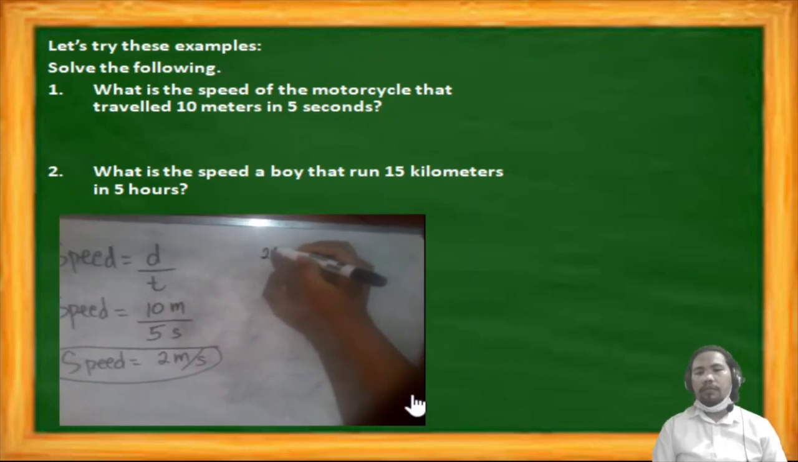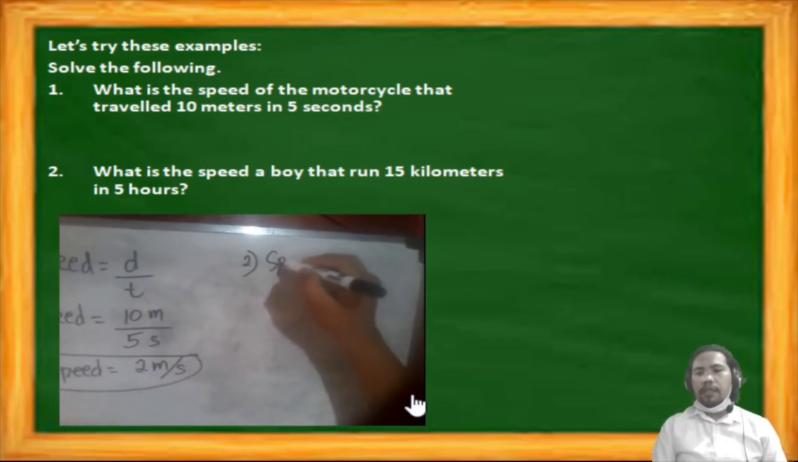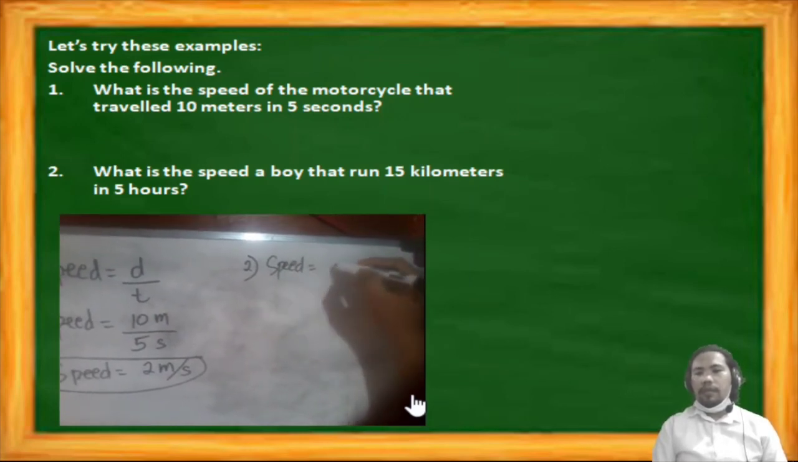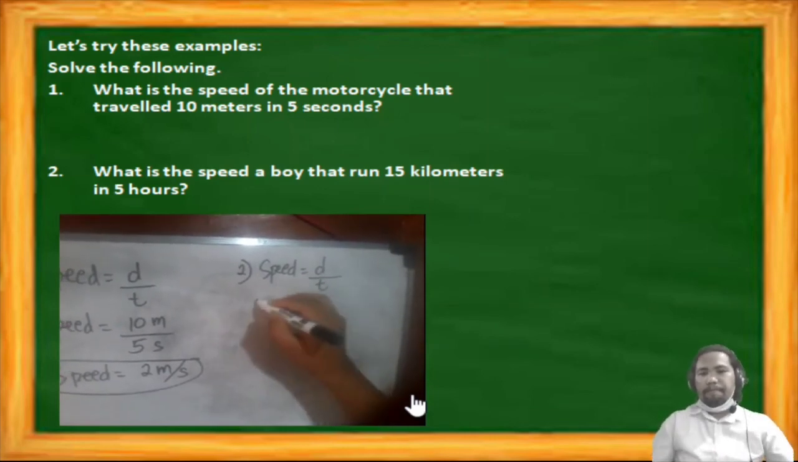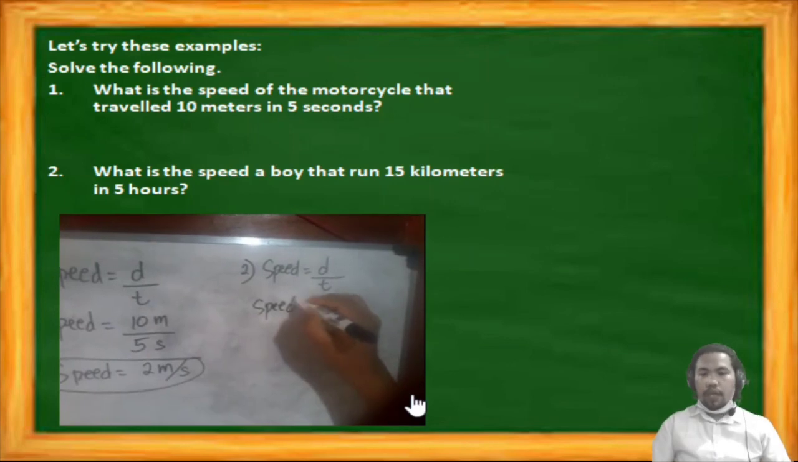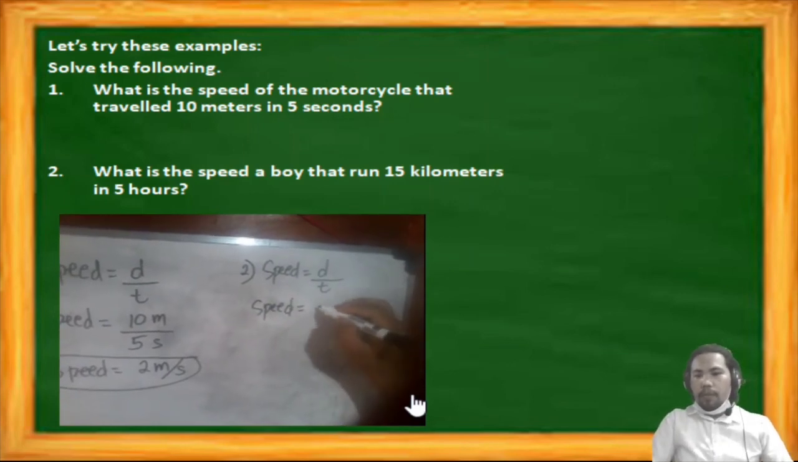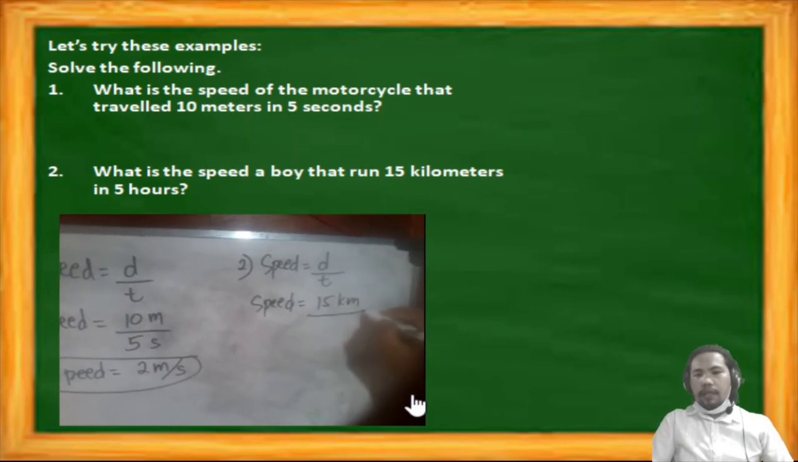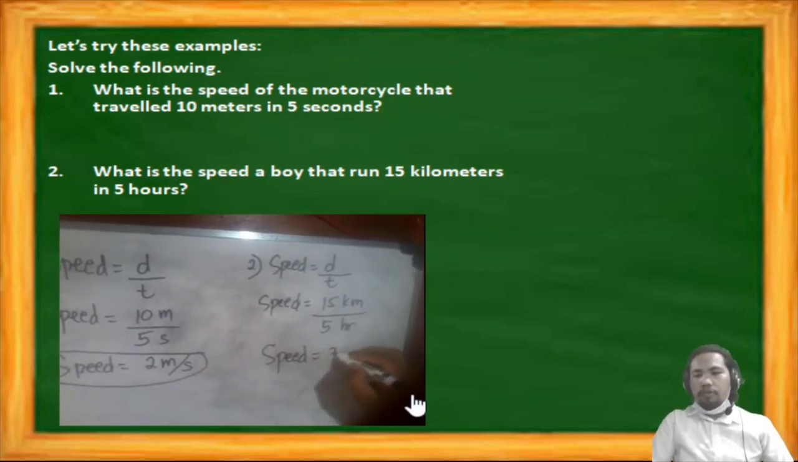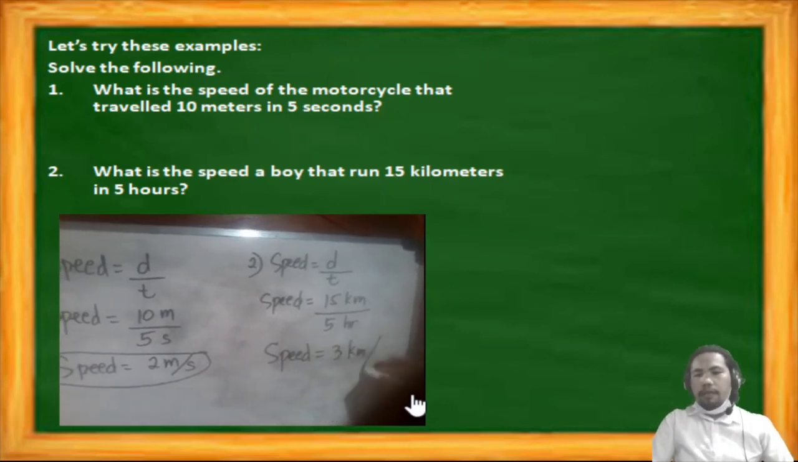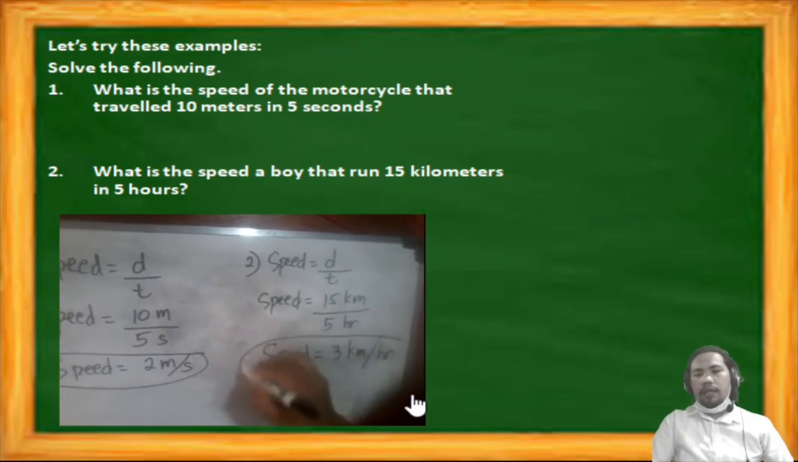Let's have number 2. Speed is equal to distance over time. So let us substitute. Speed is equal to 15 kilometers divided by 5 hours. So 15 divided by 5, speed is equal to 3 km per hour.